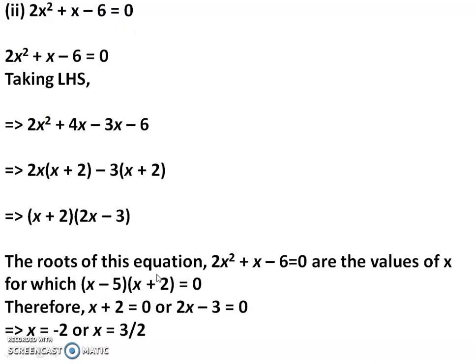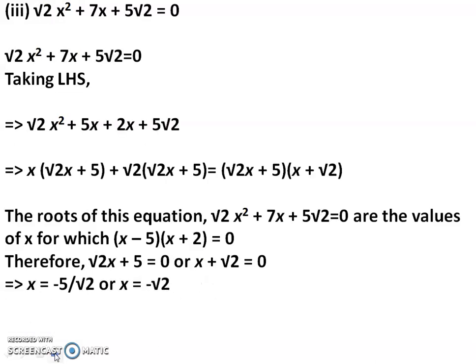The roots of this equation: x plus 2, if you equate it to 0, you will get minus 2, and 2x minus 3, if you equate it to 0, you will get x is equal to 3 by 2. This is how you split the middle term when the coefficient of x square is not 1. We'll see another example.